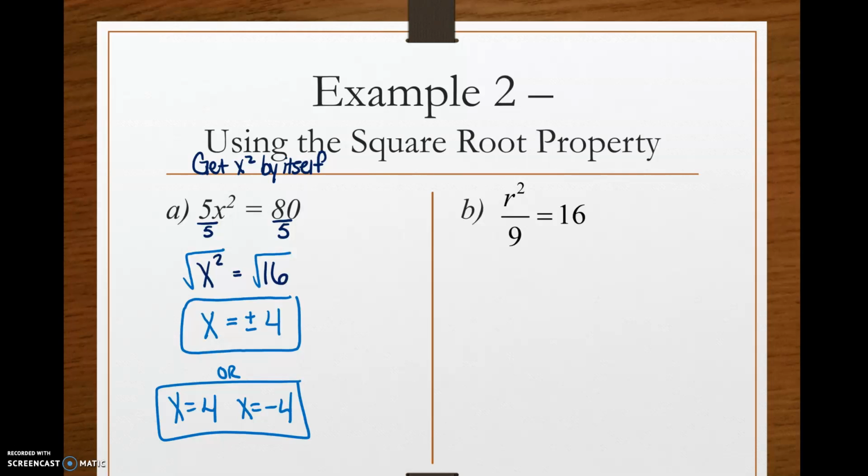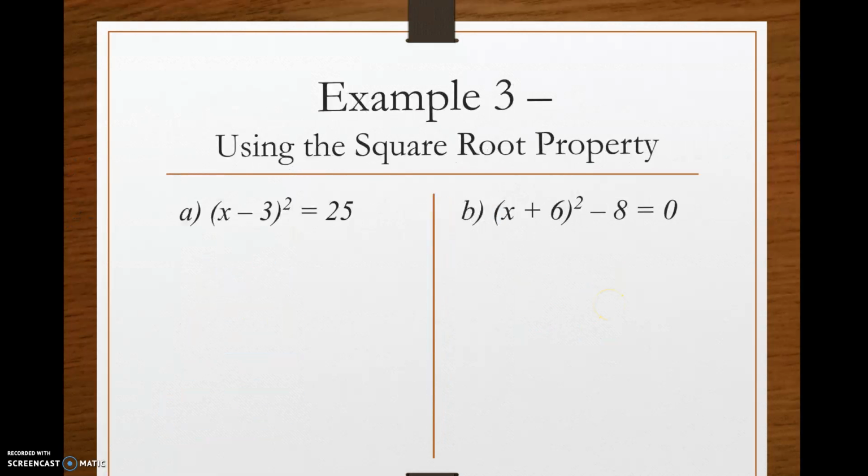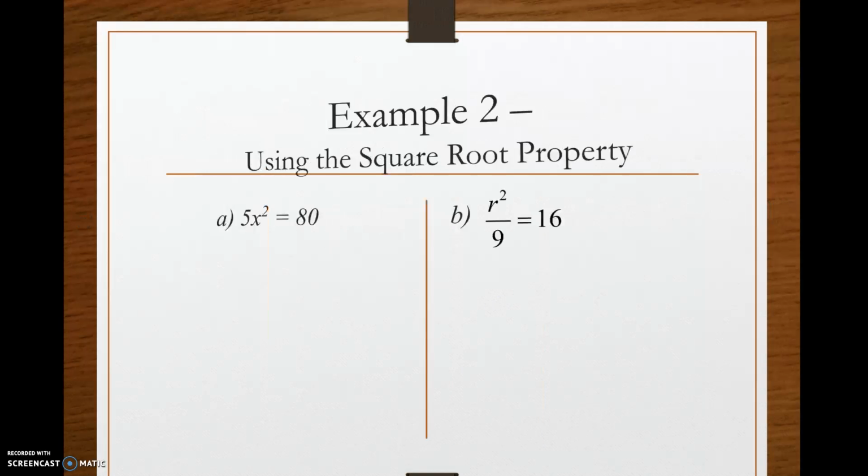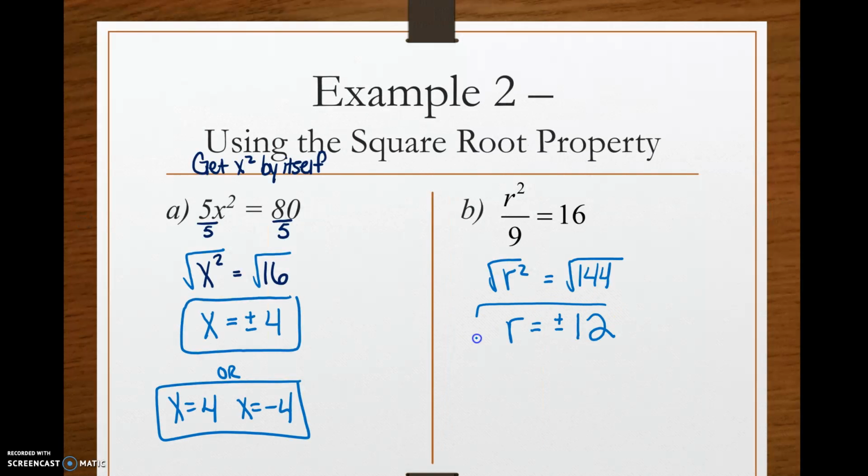What do we need to do in B? Multiply by 9. 16 times 9 is a pretty big number, 144. Square root both sides. R equals 12. What's my answer missing? Plus minus. Not so fast. R equals plus or minus 12. R equals 12. R equals negative 12.